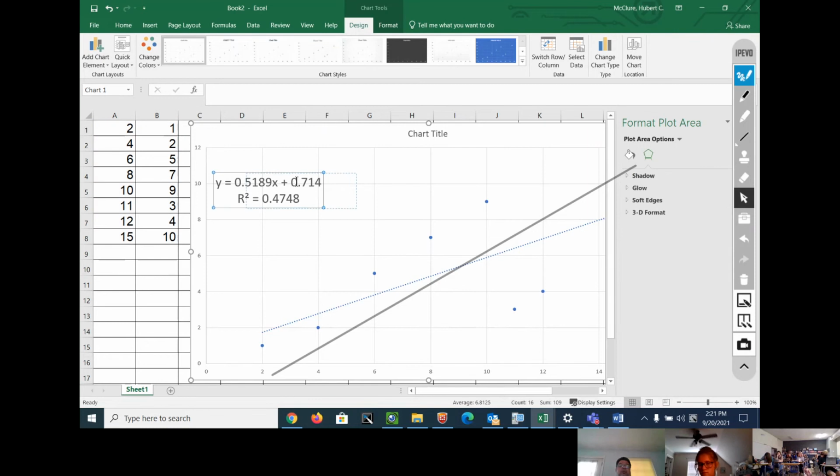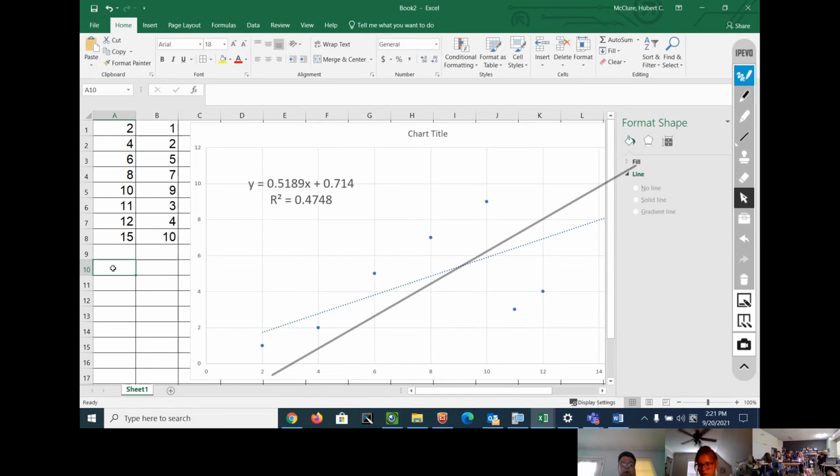So we're going to take R squared and we're going to find the R, the correlation coefficient, which is the square root of R squared. So that's going to be 0.4748 raised to the 0.5 power.